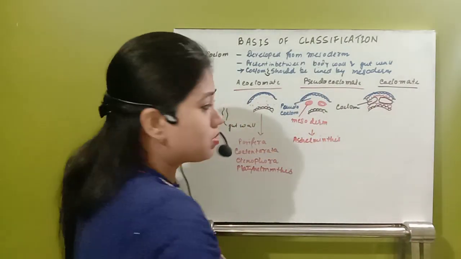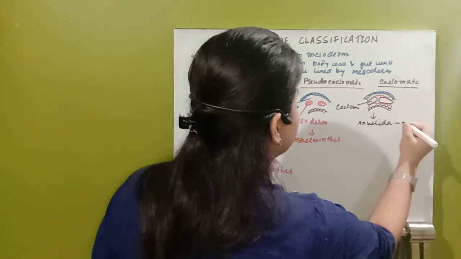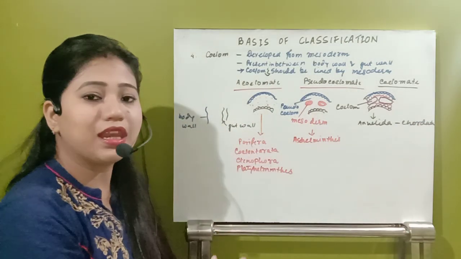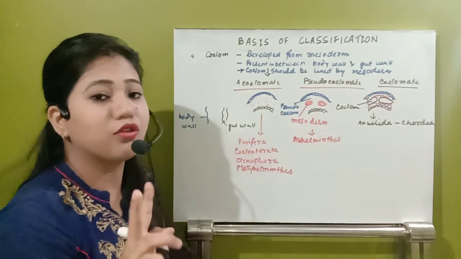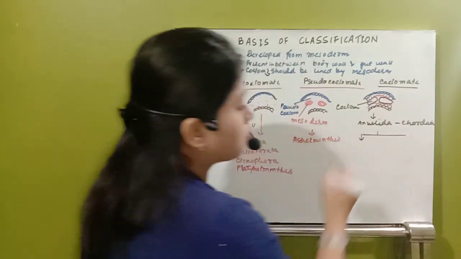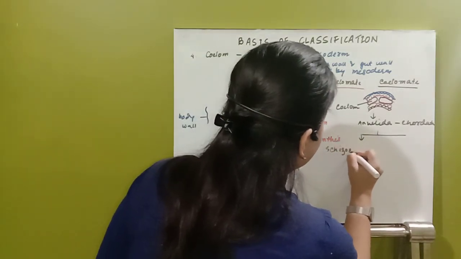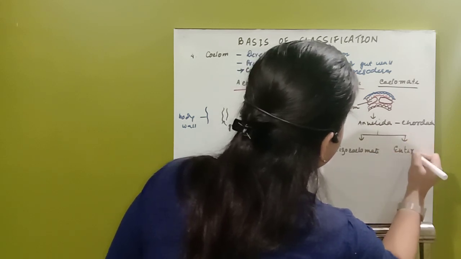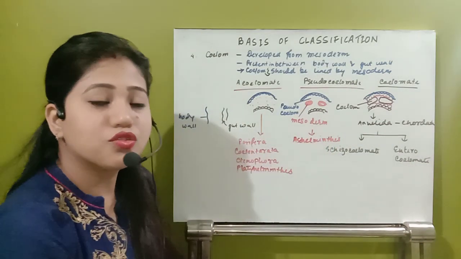So how many types of animals are included here? Right from the Annelida up to the Chordata. So from the annelids up to the chordates, they are coelomate animals. Now under that also we are going to have two more divisions. That means in the coelomate organisms also we are going to have two types of animals. What are they? One is the schizocoelomate animal, another is the enterocoelomate animal.